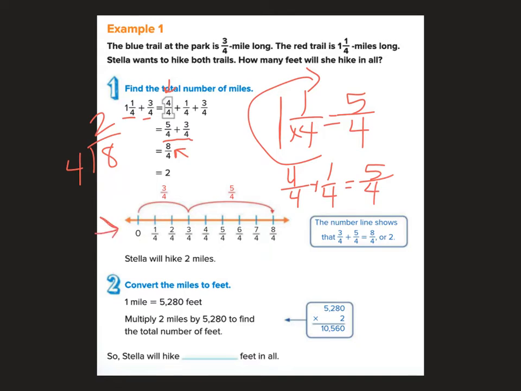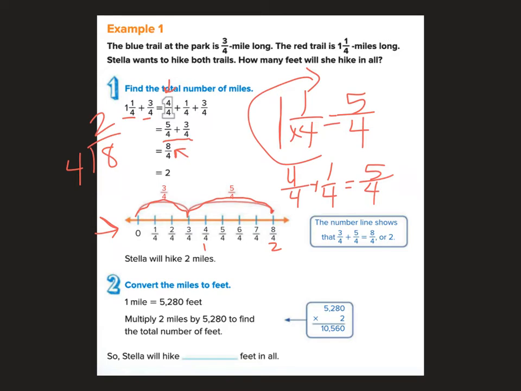So here's a number line that kind of shows what we did there, right? So we took 3/4 plus 5/4 and ended at 8/4. And then like I did on the previous page, this is 1, this is 2. So we ended up at 2. Stella will hike 2 miles.